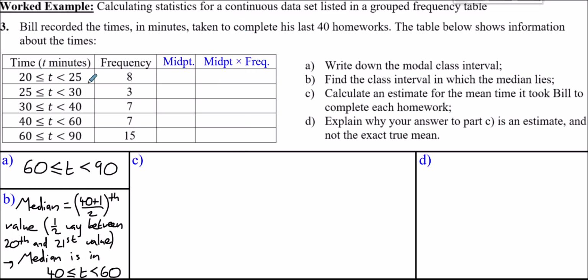So the midpoints, we just need to consider these carefully, and if we do that, we should be absolutely fine. So between 20 and 25, we just need the halfway point between these 2 values. So halfway between 20 and 25, that's 22.5. Halfway between 25 and 30, that's going to be 27.5. Halfway between 30 and 40 is 35. Between 40 and 60 is 50. And finally from 60 all the way up to 90, that's going to be 75. You then take each of these midpoints and multiply by the corresponding frequency.